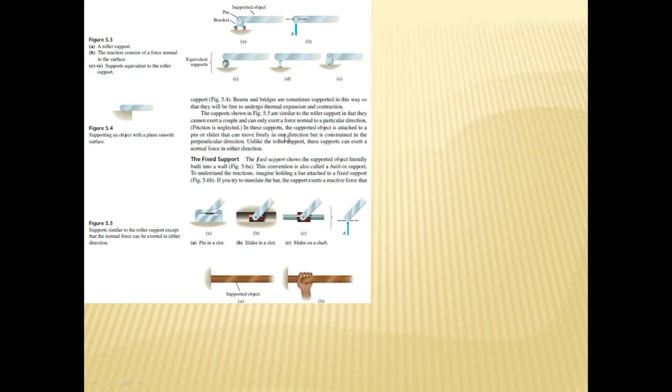The supported object is attached to a pin or a slider that can move freely in one direction. Slider means it can move freely in one direction or the opposite direction, but it is constrained in the perpendicular direction. See here, it cannot move in the vertical direction. Unlike the roller support, these supports can exert a normal force in either direction.